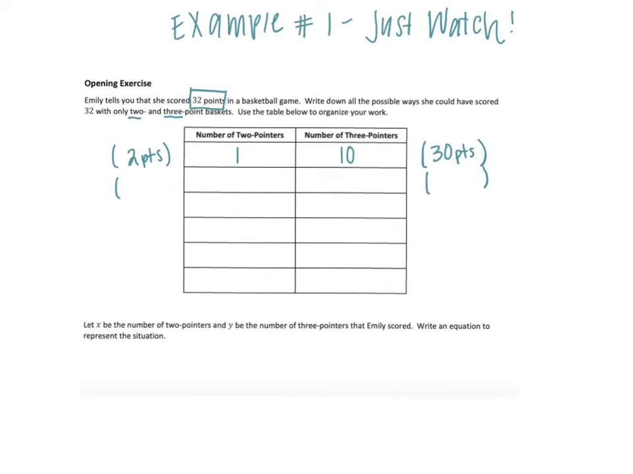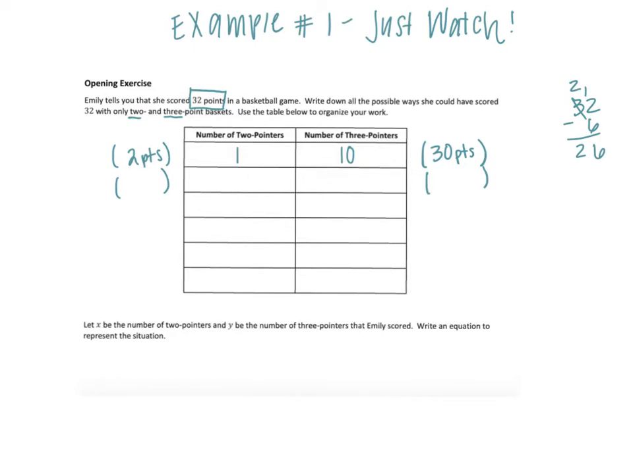So let's try 3 2-pointers. So 3 2-pointers would be 6 points. All right? And from there, we would have how many remaining? Well, 32 take away 6, 26 points remaining. Is 3 going to go into that evenly? No, that's never going to work. So that's not an option.